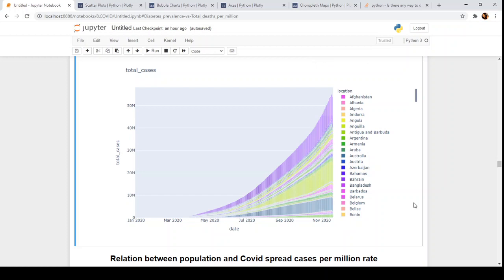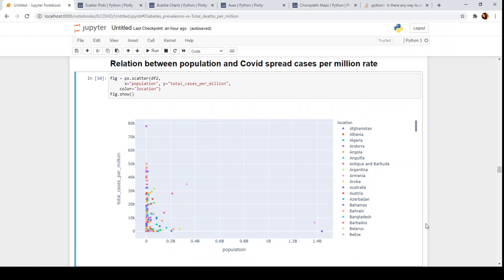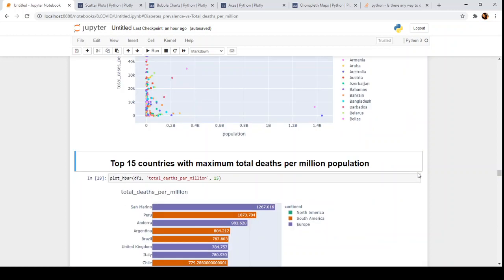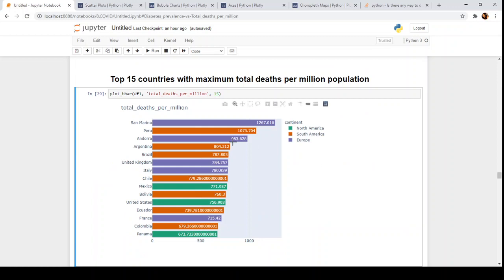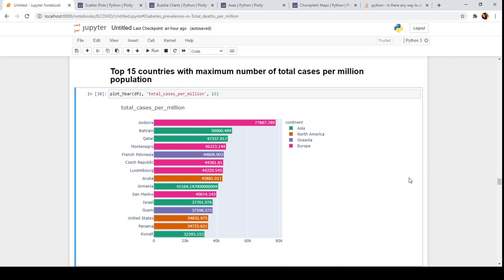Now relation between population and COVID spread, cases per million rate. If you are assuming that population and spreading rate should be related, you can clearly see it is not like that. India is having a population in billions, but the rate is slow. And top 15 countries with maximum total deaths, you can see here, continent wise. Maximum number of total cases per million population, top 15 countries.